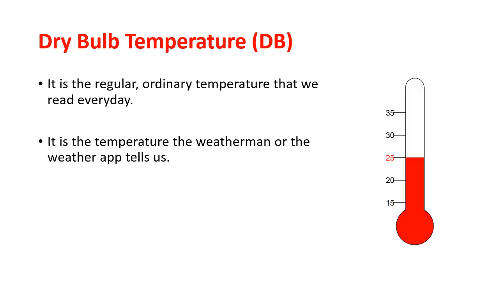When we talk about the dry bulb temperature, or dB, we're referring to the standard temperature reading that most of us are familiar with. It's the straightforward, everyday temperature that you might check before heading out for the day. This is the same temperature you hear from the weather forecast on the TV or see on your weather app. It indicates the air temperature without taking into account the moisture content in the air. For many of us, this is our daily reference for how hot or cold it feels outside.